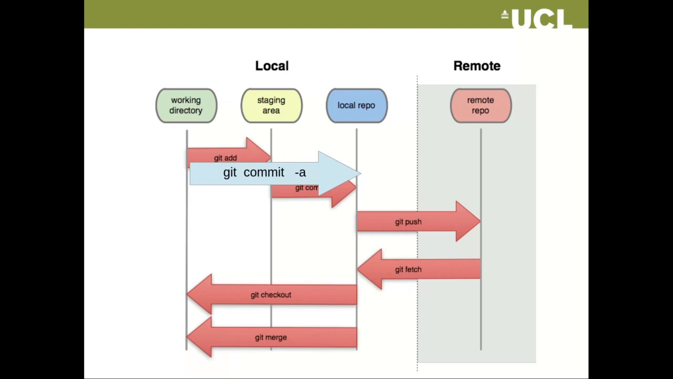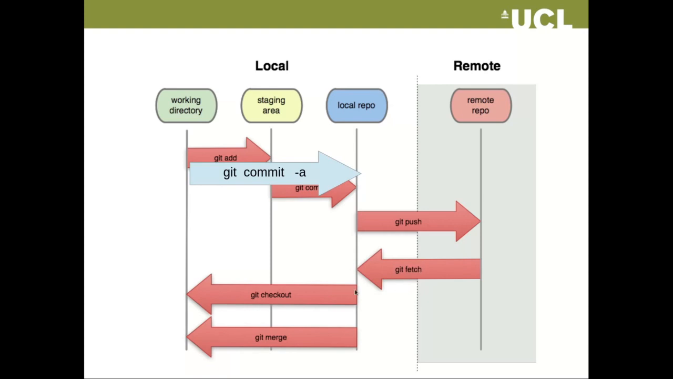So if you add a new file, you need to use git add. If you modify a file, just do git commit -a. That will get it into your local copy of the repository. When you do git push, it will go onto the remote repository. Git fetch will pull down a modified file to the local repository, and git checkout will then get the code actually so you can use.